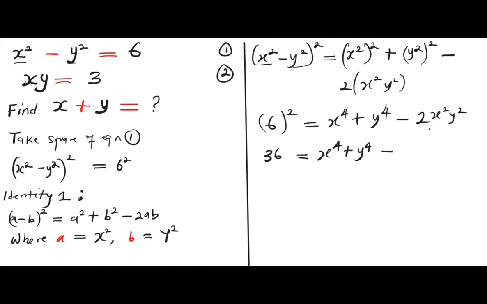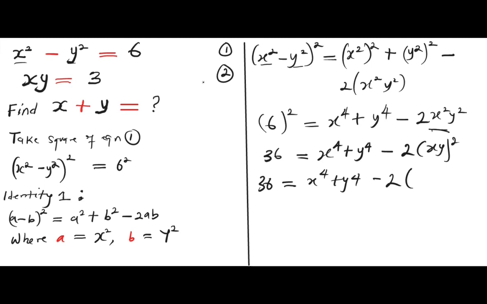But we can change this, okay? So this can be written as 2(xy) raised to the power of 2, okay? From the law of indices. So if you square this, you're going to have this, okay? So this can be expressed in this form, right? So that it corresponds with what we were given here, okay? So let's simplify this further. So we have 36 equals x raised to the power of 4 plus y raised to the power of 4 minus 2 into xy.